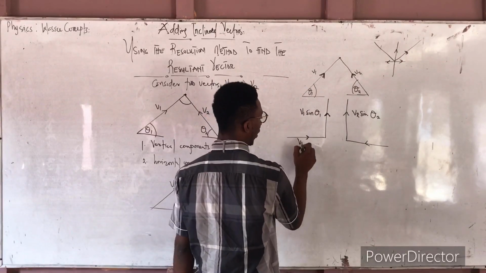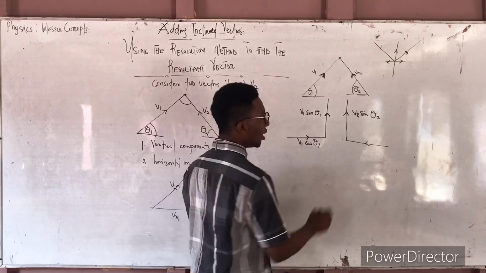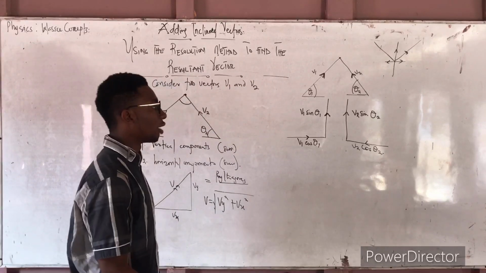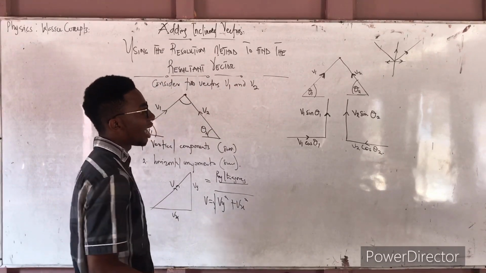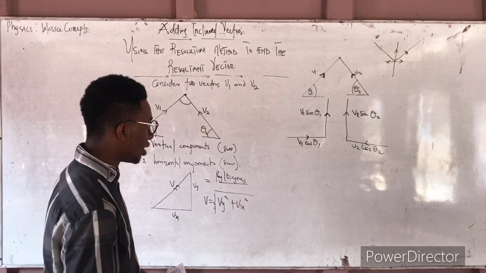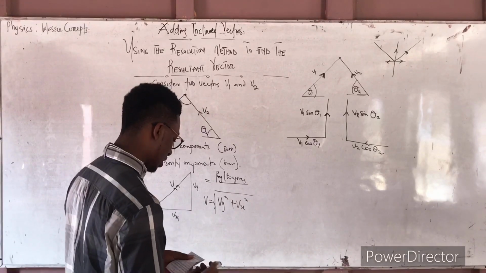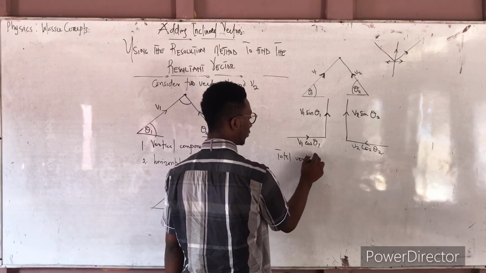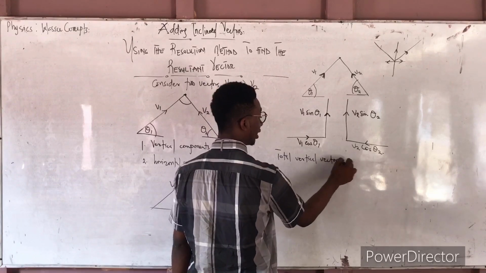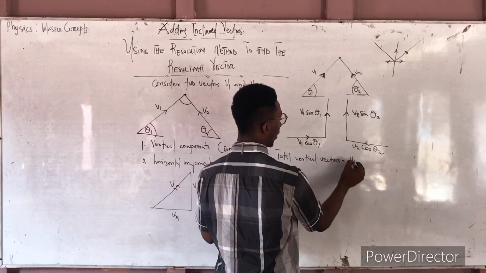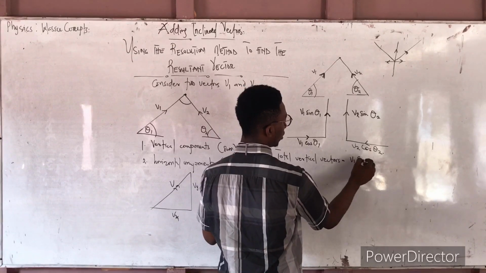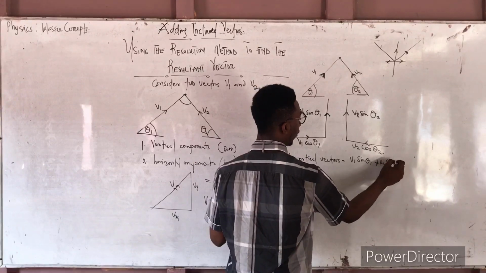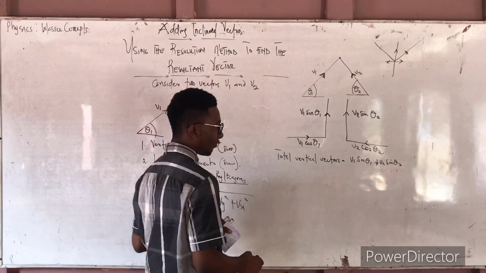So now if you do this, you get v1 cos of theta 1. And if you do this, you get v2 cos of theta 2. So now if we resolve them into their vertical and horizontal components, what we are supposed to do here is find the total vertical vectors. And the total vertical vectors is v1 sine of theta 1 plus v2 sine of theta 2. And these are total vertical vectors.